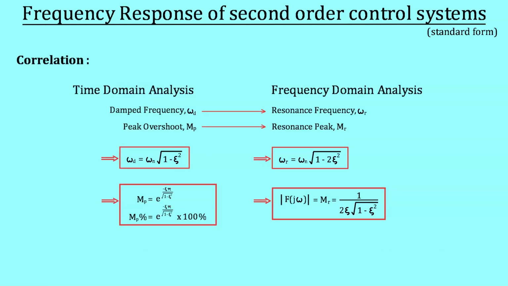If you are making short notes and if you try to correlate the time domain analysis parameters with the parameters which you study in frequency domain analysis, you will find that few parameters are quite similar. Like we are having damped frequency in time domain analysis. Interestingly, we are having resonance frequency in frequency domain analysis. Their formulas are also very similar. Similarly, we are having peak overshoot in time domain analysis, which is quite similar to the parameter resonance peak while we deal with frequency domain characteristics graph.